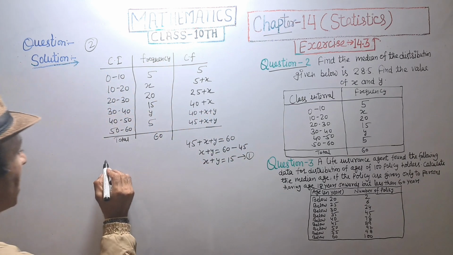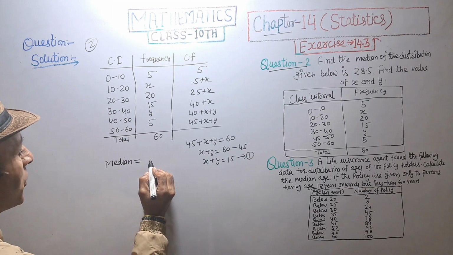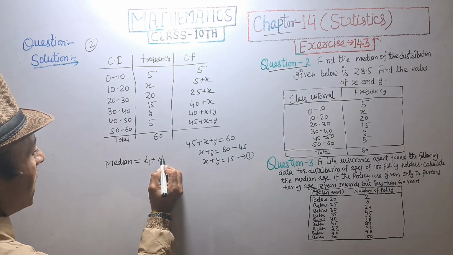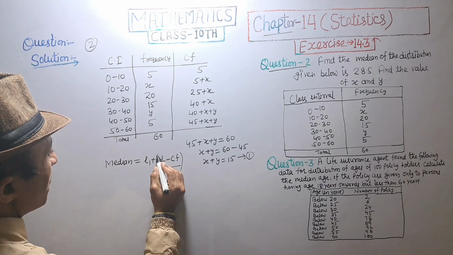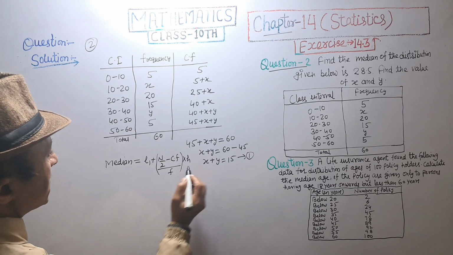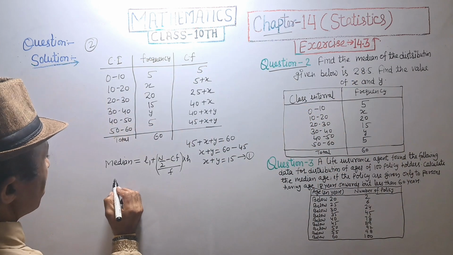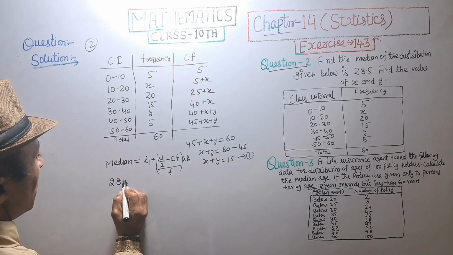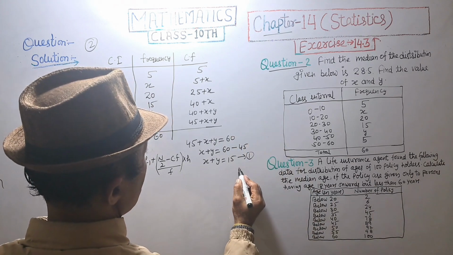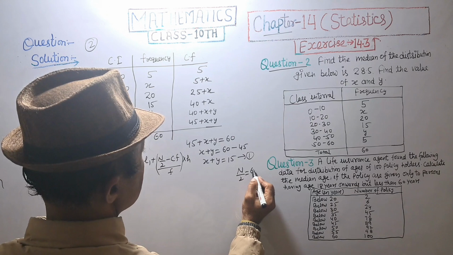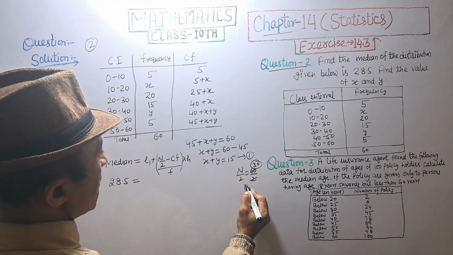And median is equal to L1 plus n upon 2 minus Cf upon f into h. Given median is equal to 28.5, and n upon 2, n is 60, 60 upon 2 is equal to 30, so n upon 2 is equal to 30.